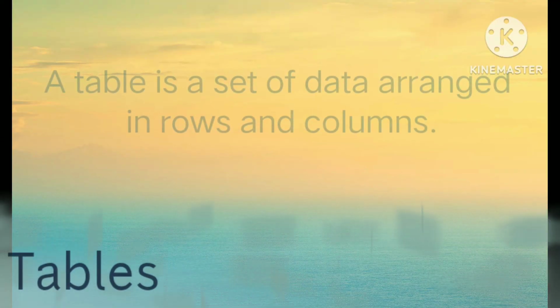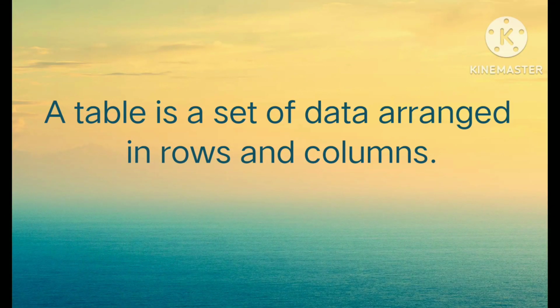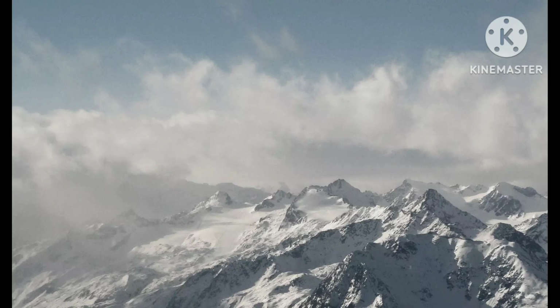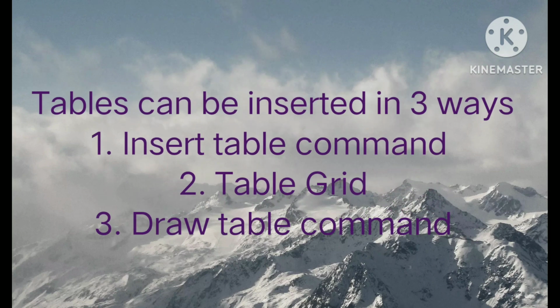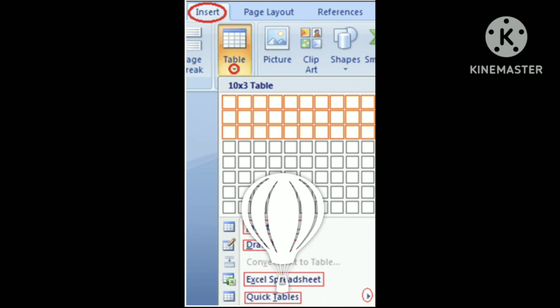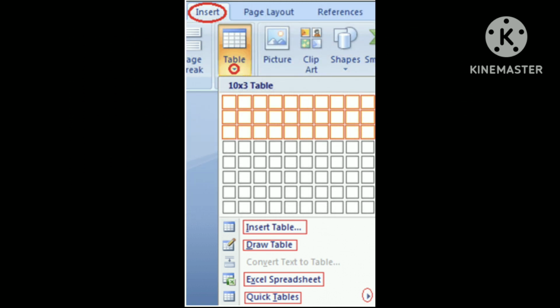Okay, first, what is meant by a table? It is data that is arranged in rows and columns. In MS Word, tables can be inserted in three ways. The first one is the insert table command, then table grid, and then the draw table command. First, we are going to see how to insert a table by using this command.